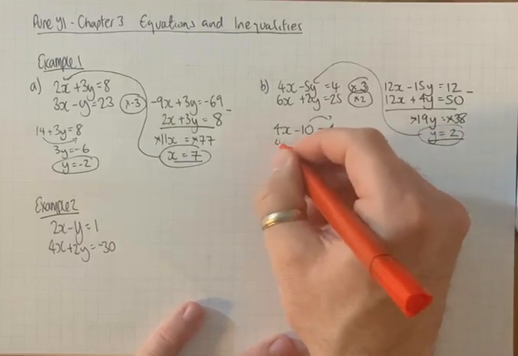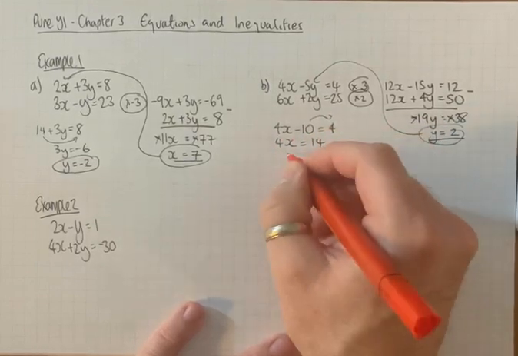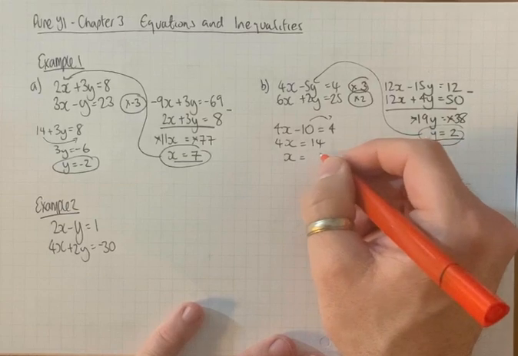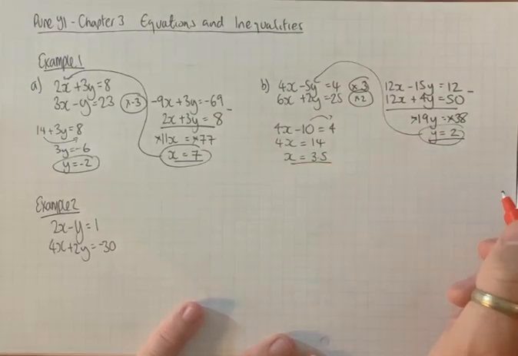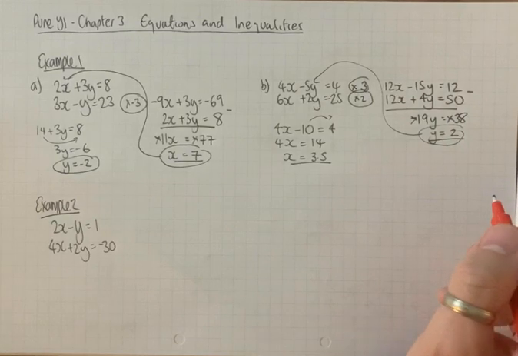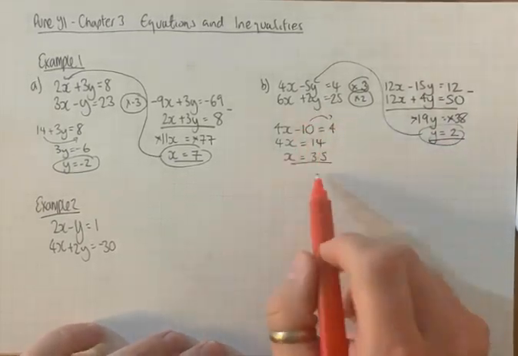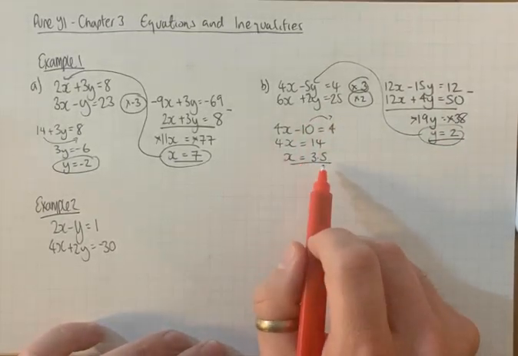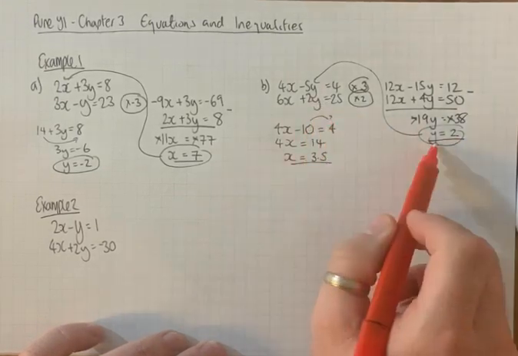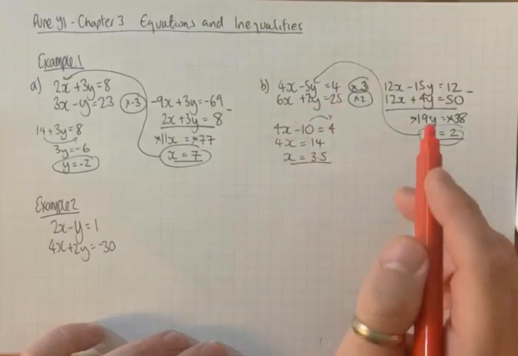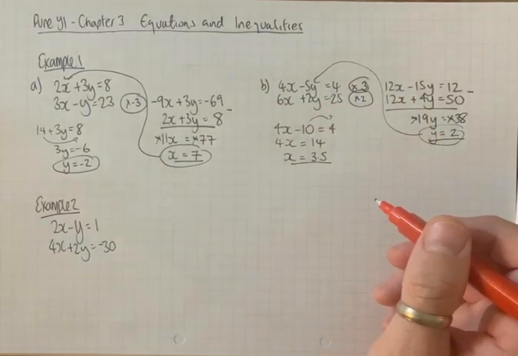Move that across. 4x equals 14. Divide by 4. x is 14 over 4, which is 3.5. You can write it as a fraction or leave it as a decimal, it doesn't make any difference. Checking the bottom one, 6 lots of 3.5 is going to be 21. 2y is 4. 21 plus 4 is 25, so you know it works.